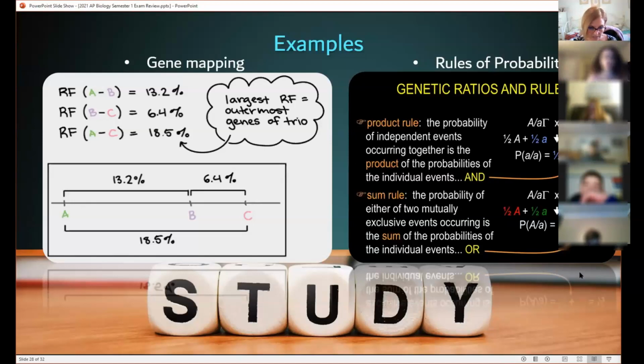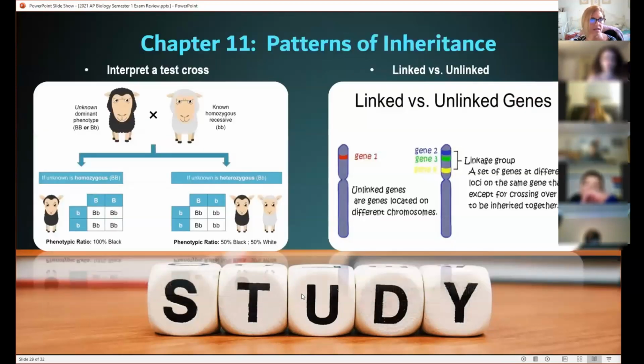That's a multiple choice question. Any questions on that? I know that was one of the ones that came in yesterday's feed. Interpreting a cross. Oh, a test cross.